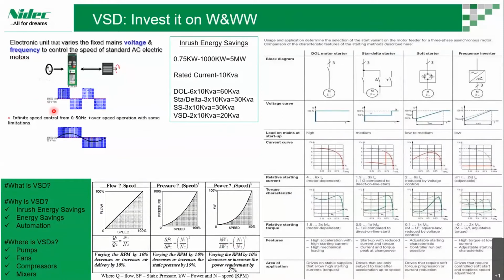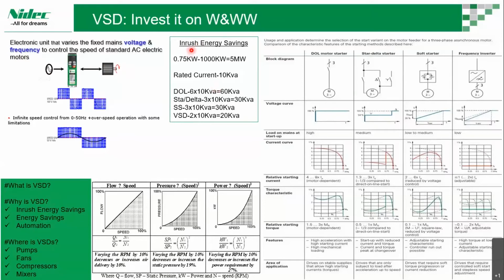As we said in the previous webinar, the first webinar we started with VFDs, their usage, and energy saving. So this is what a VSD is. Basically, it's an electronic unit that varies a fixed mains voltage and frequency to control the speed of a standard AC electric motor. With a fixed voltage and fixed input, we can vary the output according to the demand of the system. Electronically we can throttle the motor. That is what a VSD is all about.